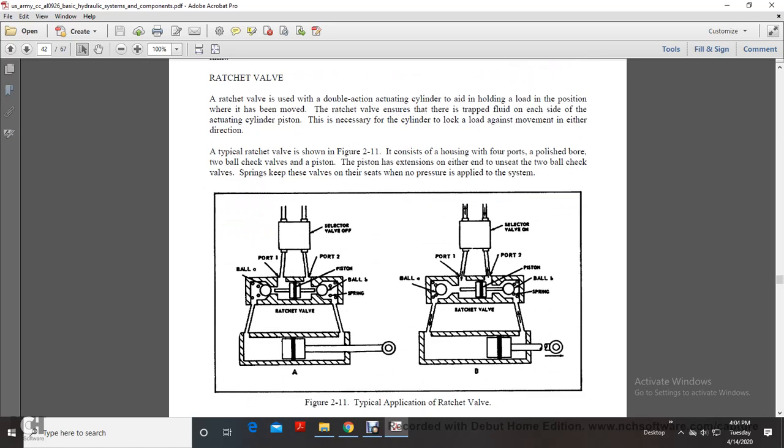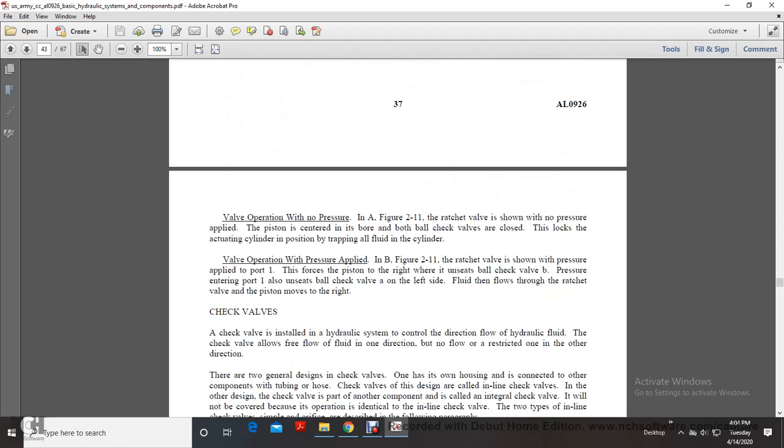It shows the selector valve and the typical ratchet valve in A and B positions. In the A position, the selector valve is off, and port 1 and port 2 are even, with the balls and the return springs centered. With the selector valve on, port 1 and port 2 move, and fluid is trapped between the cylinder and an opening in its path. So this is a typical actuating ratchet valve.